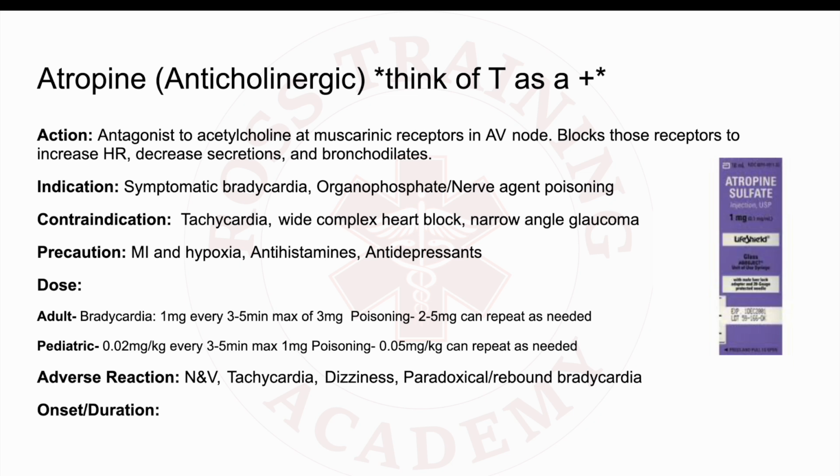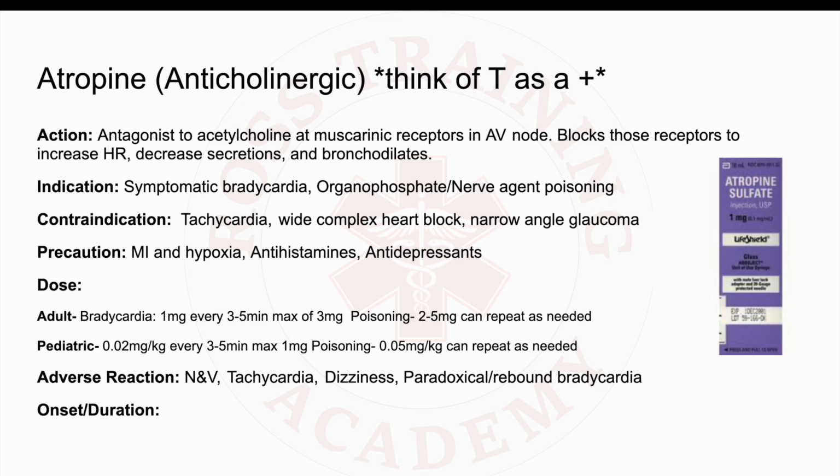A couple different doses for an adult. For bradycardia, it's going to be 1 milligram every 3 to 5 minutes for a max of 3 milligrams. And then for poisoning, it's going to be 2 to 5 milligrams, and then you can repeat as needed. For an organophosphate and nerve agent poisoning, you might be getting a lot higher in that milligram dosage, but you're going to start at about 2 to 5 milligrams and repeat until symptoms subside.